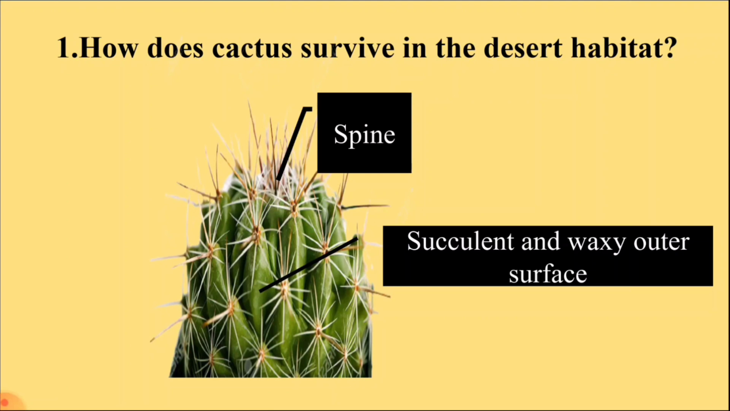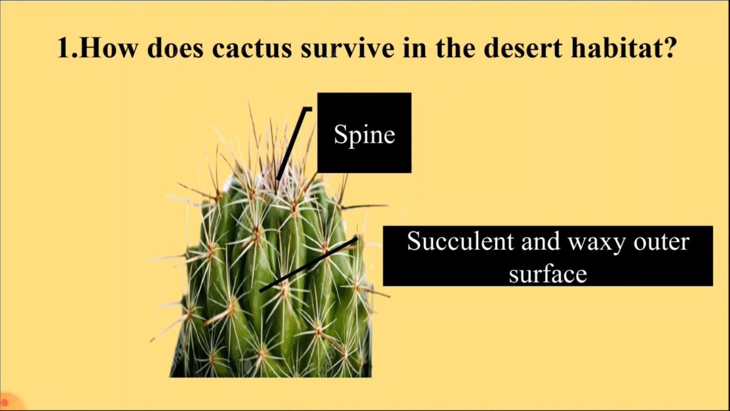And if we also observe the plant, we can understand that it has a smooth outer surface or a waxy outer surface. What do we do in winter? We apply Vaseline on our skin so that our skin does not lose the water, so that we do not get dry. The same thing happens here: it has a smooth or waxy outer surface so that it can protect against water loss. So that's how it is surviving in the desert habitat, though a desert is a dry place with very little water and rain.